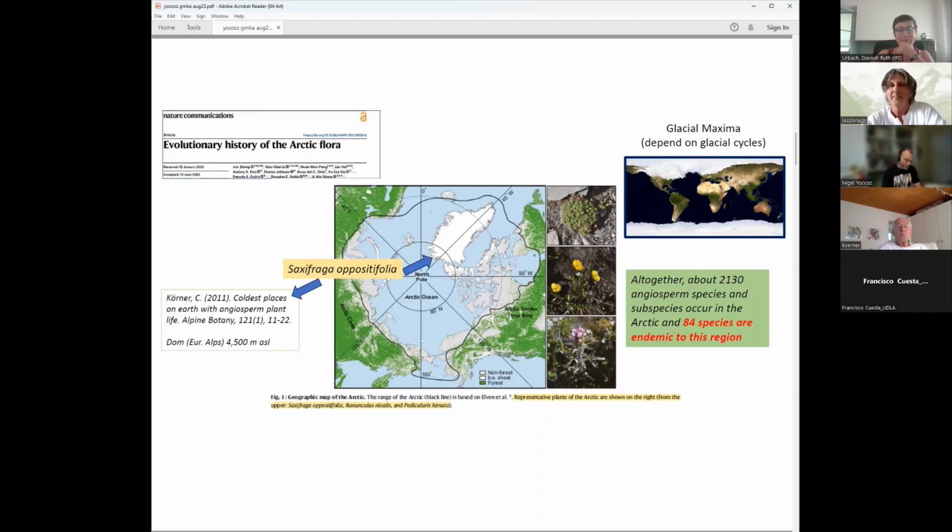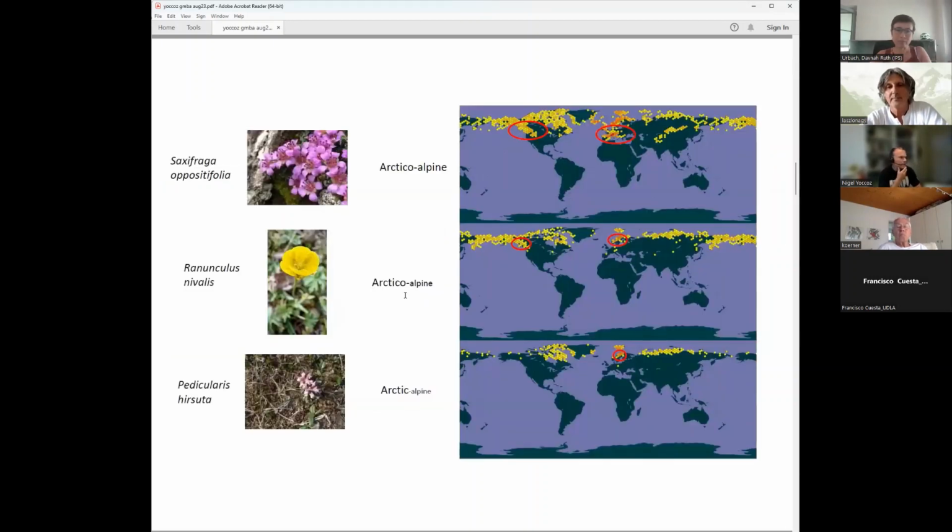But what is interesting with these 3 species is that in terms of distribution, they show very different patterns. Saxifraga oppositifolia is really arctico-alpine in the sense that you have it both in the Arctic and in the mountains, both in North America and in Europe. It's quite common in European mountains, but also in Asia. It's not just specific to Europe. Ranunculus nivalis starts to be more Arctic than alpine. So you still have it, for example, in the Scandinavian mountains. But here are the maps from GBIF. Of course, these maps often have some errors. You don't have Ranunculus nivalis in the Alps.